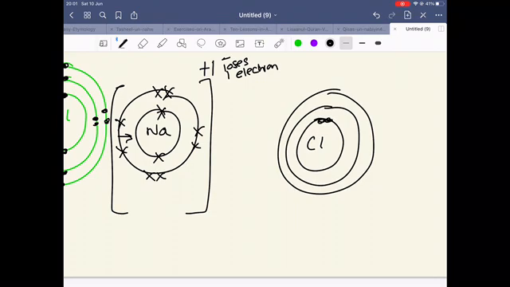They lose negative electrons. With the chloride ion, just remember when it's an ion, the name changes. It's gained one negative electron. So the charge of this ion will be -1. Again, you show this using a bracket, and the charge is displayed on the outside.